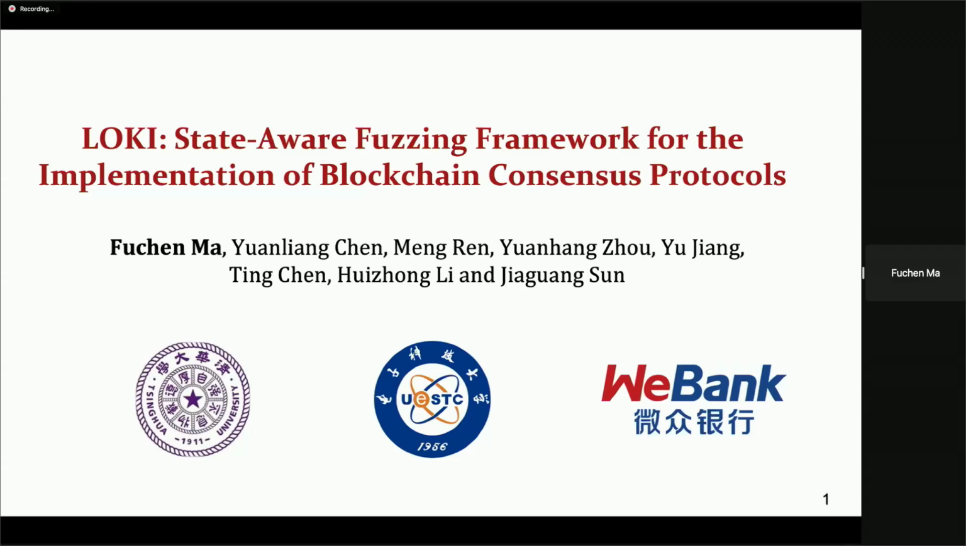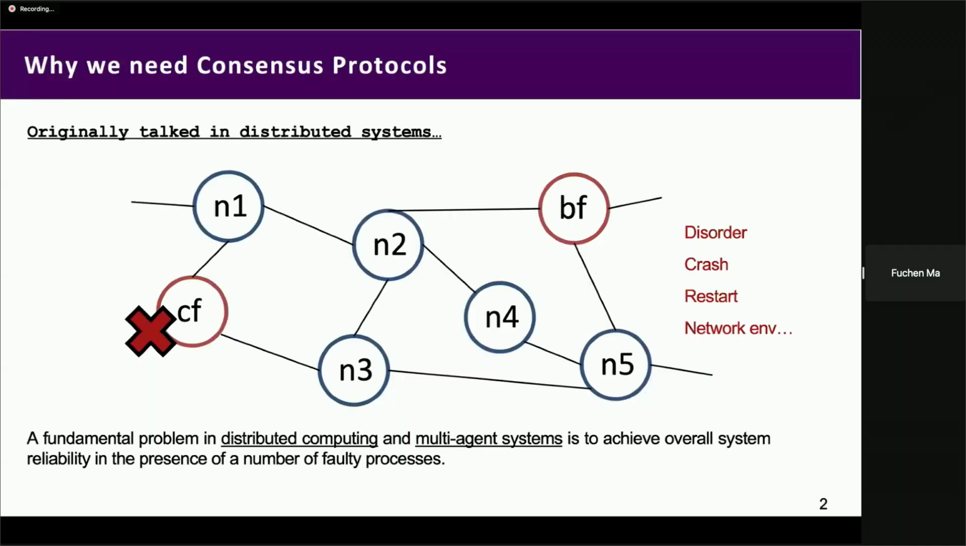My name is Fuzzing from Tsinghua University, and I'm happy to give a talk on our recent work named LOKI, which is a state-aware fuzzing framework for the implementation of blockchain consensus protocols. And I'll start by introducing some background information about consensus protocols.